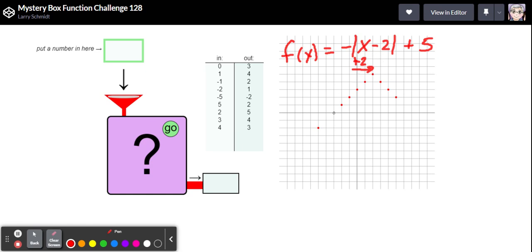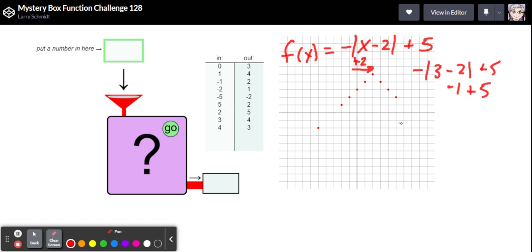Let's put in a couple of values to see. So if we put in, well, let's put in this value right here, 2. If you put in 2, 2 minus 2 is 0. You get negative 0 plus 5. That's just going to be 5. So the vertex makes sense with this one. Let's try a 3. If we put a 3 in here, so negative absolute value of 3 minus 2 plus 5. So 3 minus 2 is 1, and then that's negative 1 plus 5. And that should be 4. So we got a 3, 4.